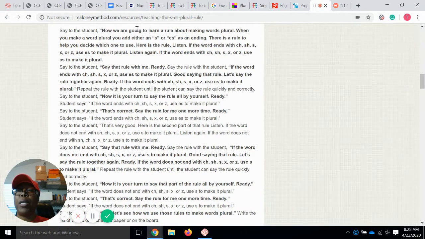Now, we are going to learn a rule about making words plural. When you make a word plural, you add either an S or ES as an ending. There is a rule to help you decide which one to use. And what's that rule? Here's the rule. If the word ends with CH, SH, S, X, or Z, you use ES to make it plural. Okay?